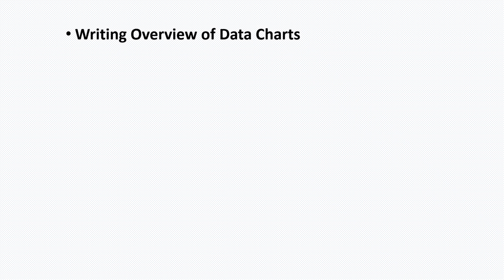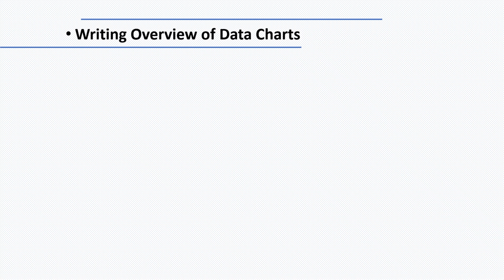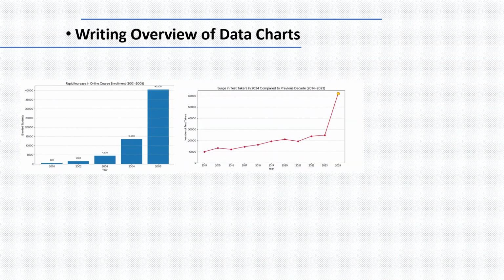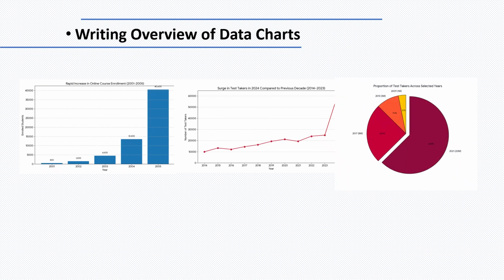The overview of the entire chart, which basically summarizes the trend that you observe, the key features, the trend, maximum or minimum that you can say in 2-3 sentences. Sometimes even one sentence is more than good enough. Okay, so we are going to learn how to write the overview of the data charts. So data charts, like in the previous video, we learned, can be bar graph, line chart, pie graph, mix of the graph, right? So how to write it?